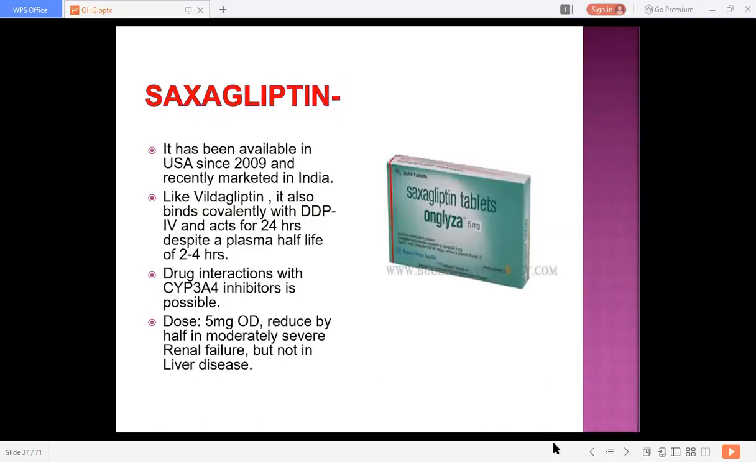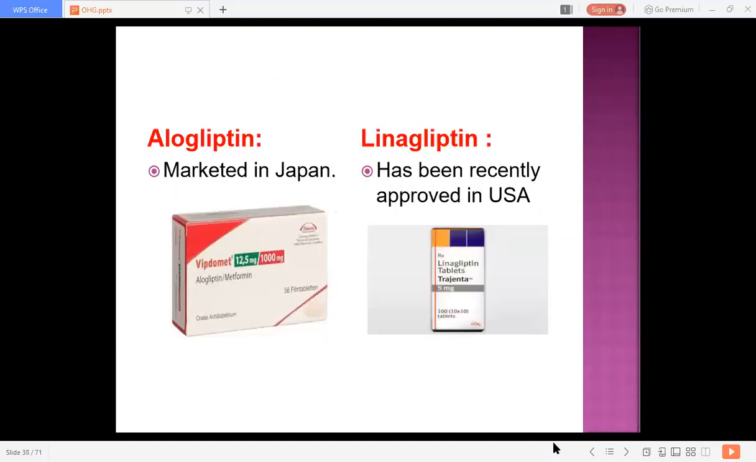Saxagliptin, like vildagliptin, also binds covalently with DPP-4 and acts for 24 hours, despite a plasma half-life of 2 to 4 hours. Drug interactions with CYP3A4 inhibitors are possible. It is taken 5 mg OD, reduced by half in moderately severe renal failure, but not in liver disease. Alogliptin and linagliptin are very long-acting gliptins.